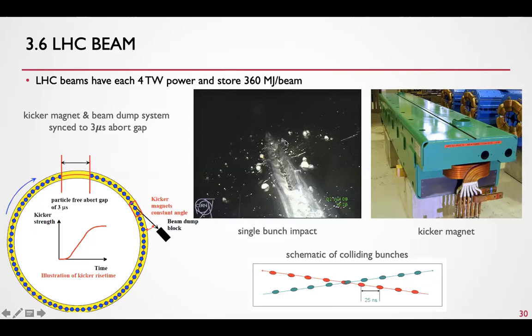A proton bunch has roughly 100 billion, so roughly 200 billion, 2 times 10 to the 11 protons. If it hits material, this is what it looks like. And that's 1 of 2,808. So that's destruction, because our sensors are micrometer thin.